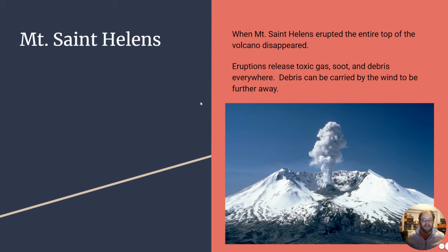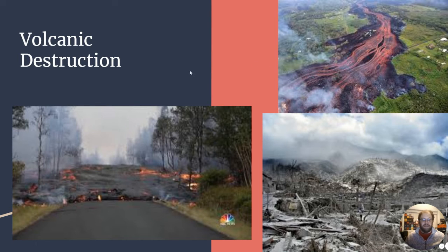Eruptions can release toxic gas, soot, and debris can be carried by the wind even further away. It can be carried all the way to the other side of the continental United States, which is what happened with Mount St. Helens. And this is some examples of what volcanic destruction could look like.